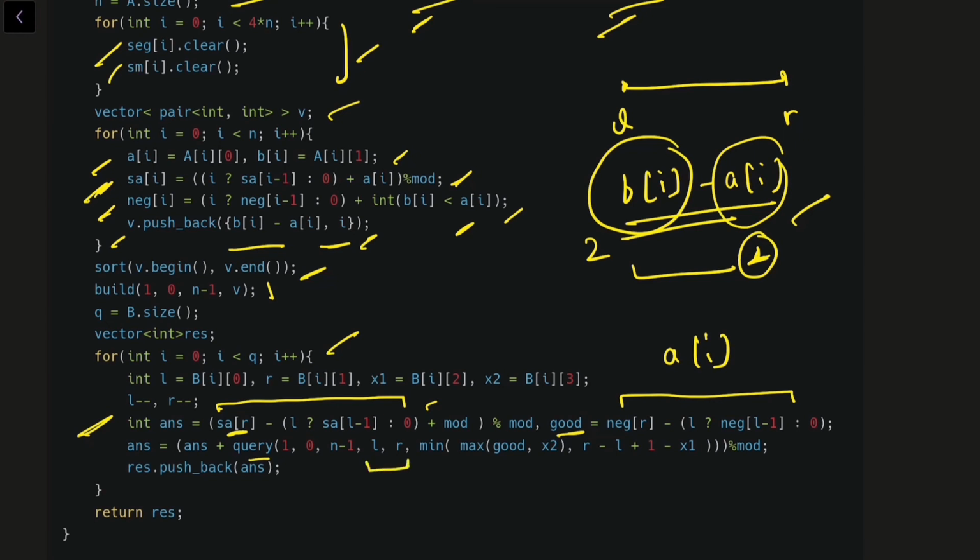Okay, now after that I am doing a query which will work in range L to R, and it will ask for, we have talked about this relation, maximum of good comma x2, where good represents the number of negative numbers and x2 is the minimum number of values we need from the second array. Similarly, it should be minimized with r minus l plus 1 minus x1, because we need at least x1 elements of type 1, right? So that's why we are querying it, and this query function is giving us the sum of k minimum elements in the range L to R. Okay, so this is what we are getting from this query function, and we are storing it in answer, and then we are pushing it back to result, and then we are returning the result.